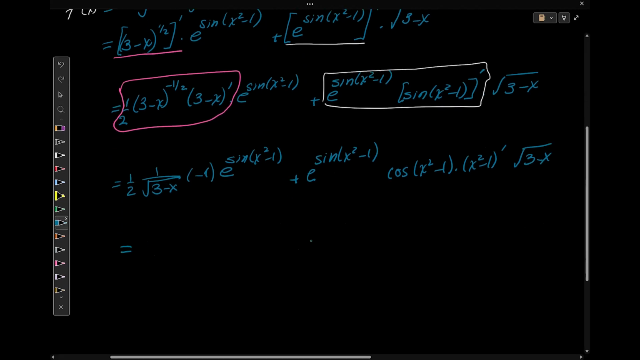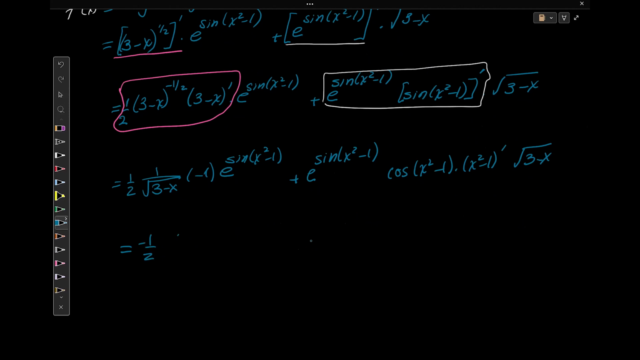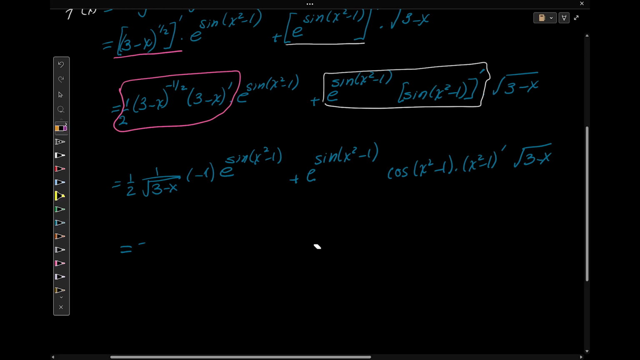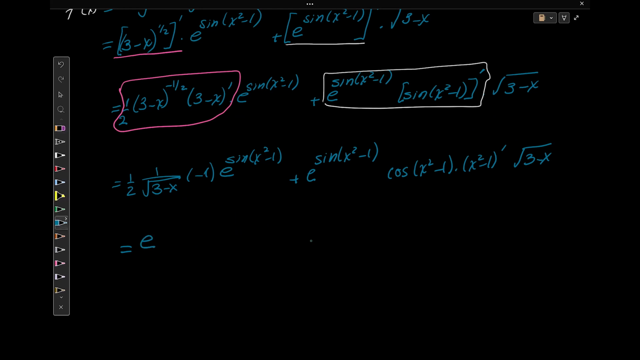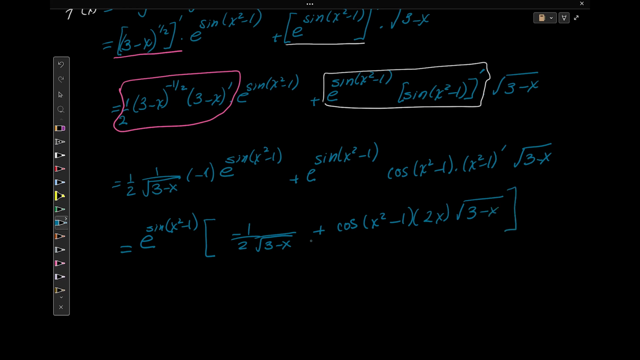This minus, I'll combine it with the half and put this over here. Actually, I can factor out e to the sine x squared minus 1. Here I have a negative 1 over 2 square root 3 minus x plus cosine x squared minus 1 times the derivative of x squared minus 1, which is 2x, times the square root of 3 minus x. And I'll just leave it at this. I don't want to simplify it anymore.